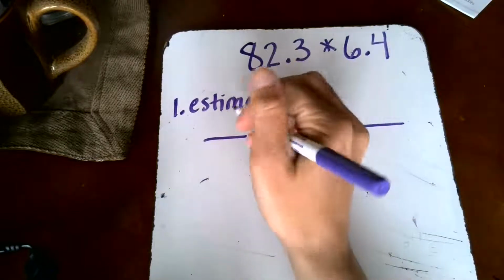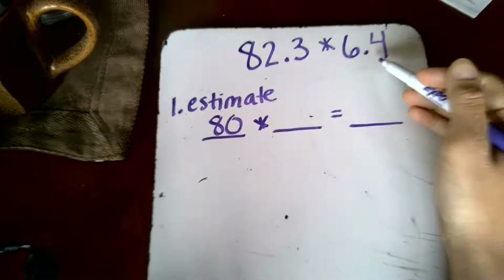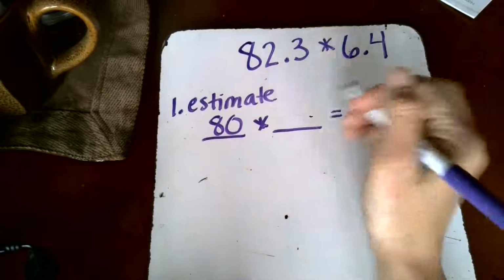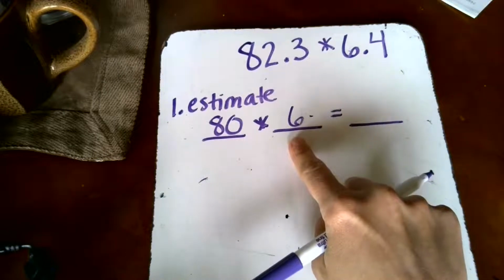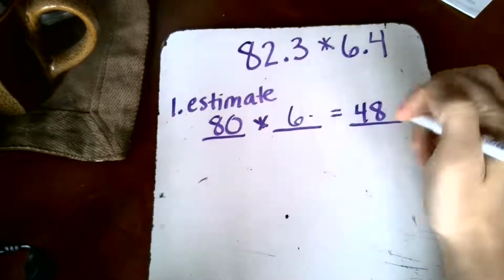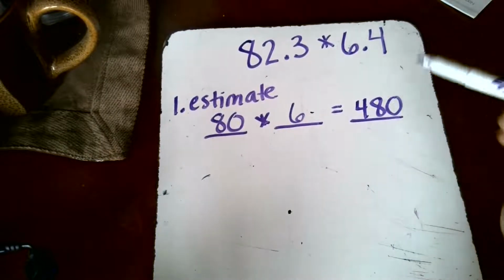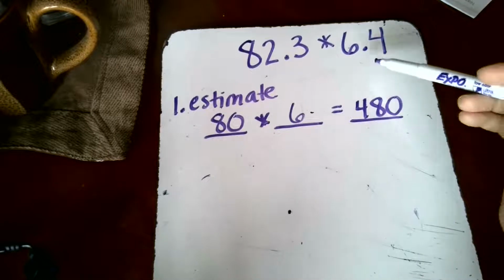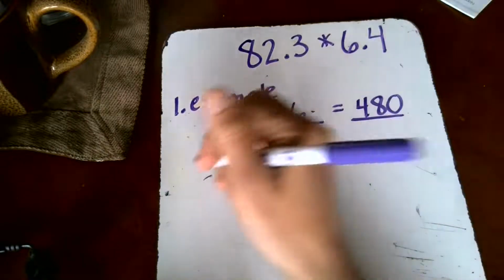All right, so I'm going to change 82 and 3/10 to 80. And I'm going to change 6 and 4/10 to 6 because I can do 8 times 6 in my head. So 8 times 6 is 48. And then I add that 0. So my estimate is 480. That means when I get my answer, it should be close to 480.